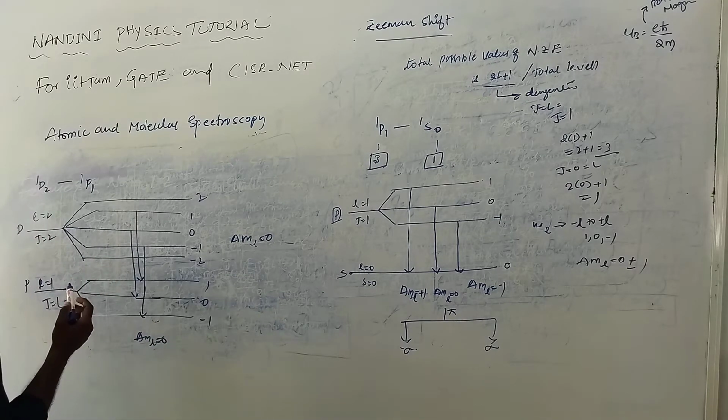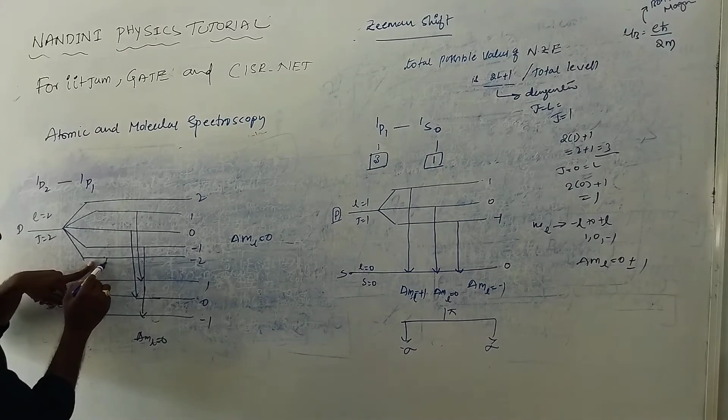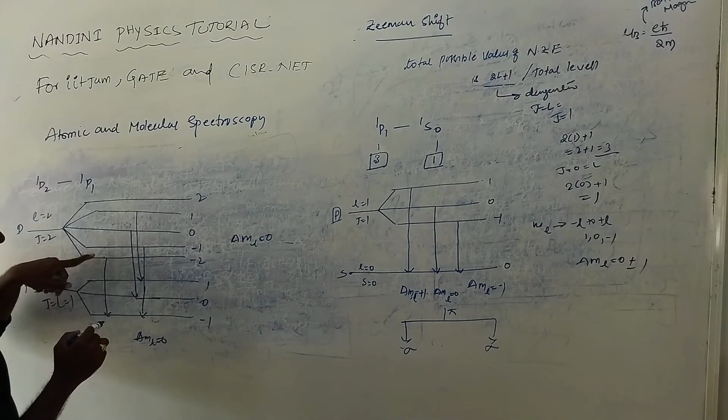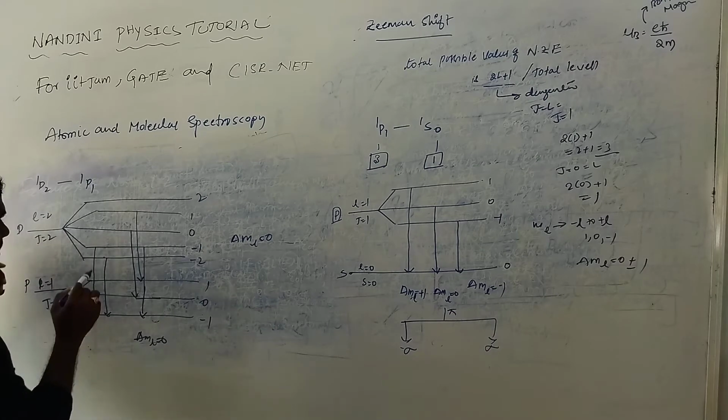Similarly, minus 2 to minus 1, minus of minus plus 1, you will get one transition here. And see, minus 1 to 0, you will get one transition here, and you will get one transition here.